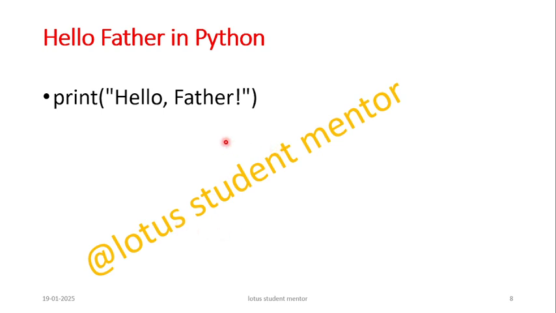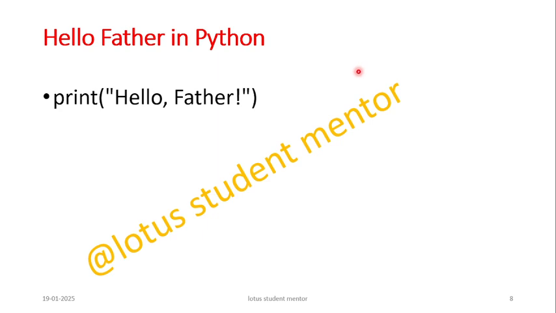Now, a very simple Python program: print hello father. Here only one sentence, one syntax, is so simple that there is no need to write as in Java. If you want to print hello father in Java, you have to write 4 to 5 lines of the program. First you have to mention the class name, as I already mentioned in my Java programming playlist. After that you have to go for public static void main, that is the main method.